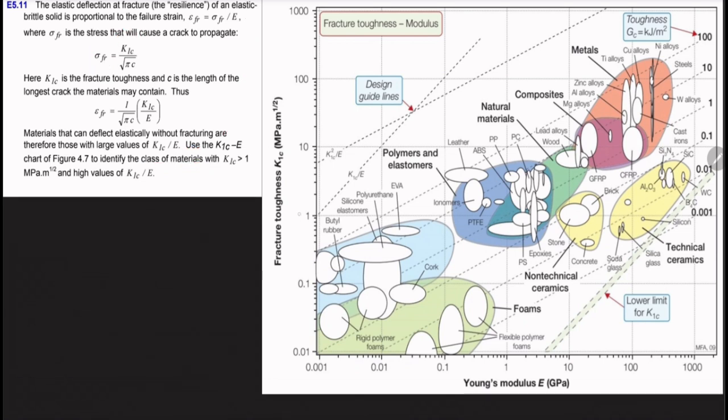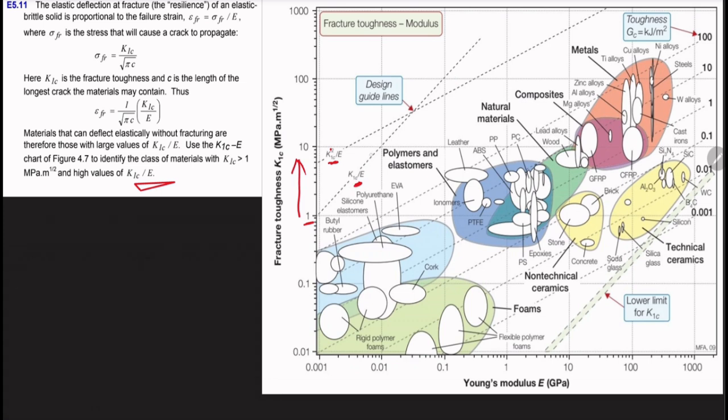So if you go to the chart, we are looking for values greater than 1. So this is 1, and we're looking for values greater than 1. Then we are looking for materials with high K1C over E values. So this is K1C. This one here is K1C squared over E. Then this is the one that we're looking for, K1C over E.